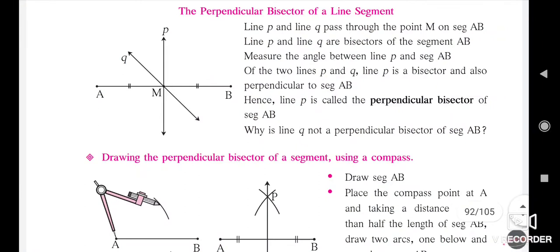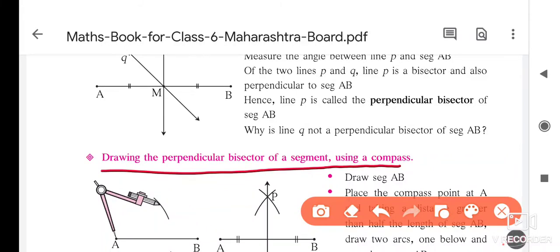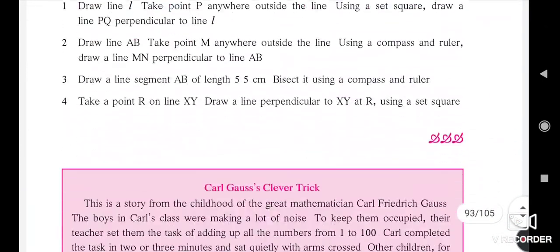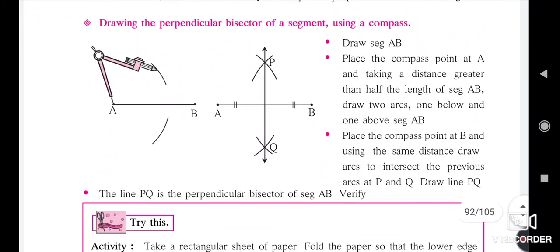The next topic, that is the construction, drawing the perpendicular bisector of a segment using a compass, we will see in our next lecture. Okay, so today all of you complete this, and the next point we will see in our next lecture.